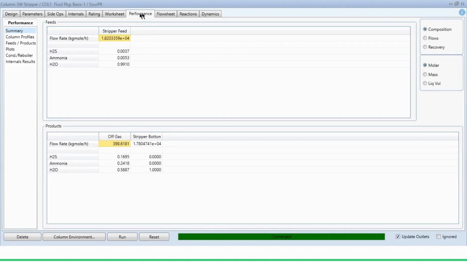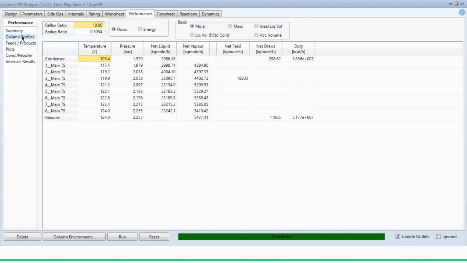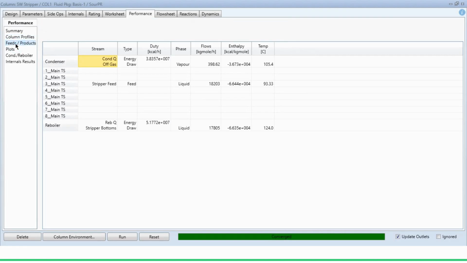If we go to the performance part, in column profiles, we can get the temperature and pressure profile over here, and the liquid and vapor profile over here. The reflux ratio is 10, the boilup ratio is 0.3054. If we go to the feed and products, this is the condenser from which the vapor stream is obtained. The liquid feed is fed to stage number 3, while the liquid product is obtained from the bottom, whose enthalpy, temperature, and all this information is given over here.